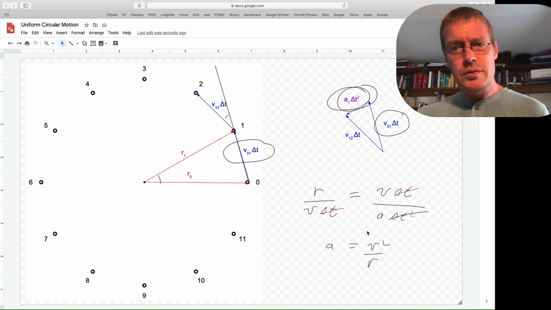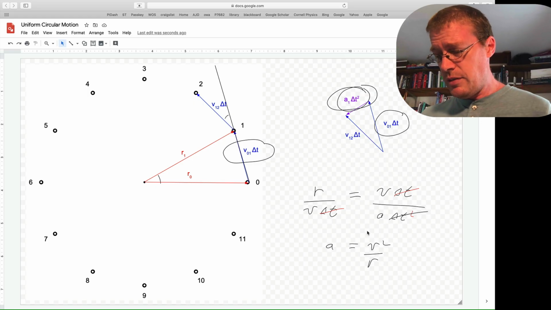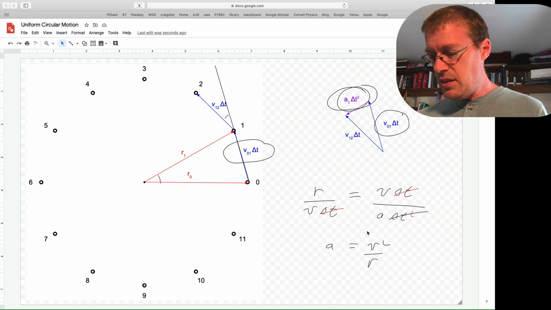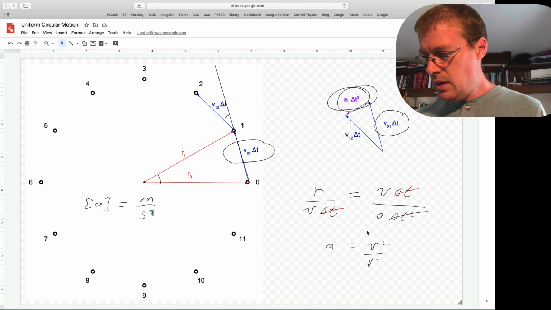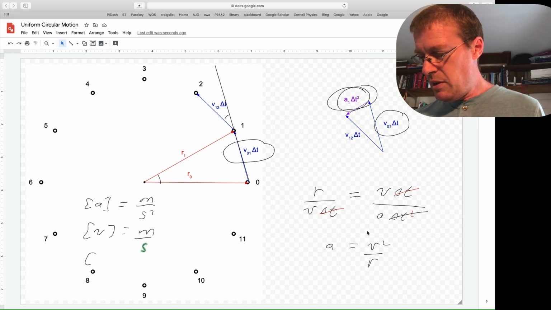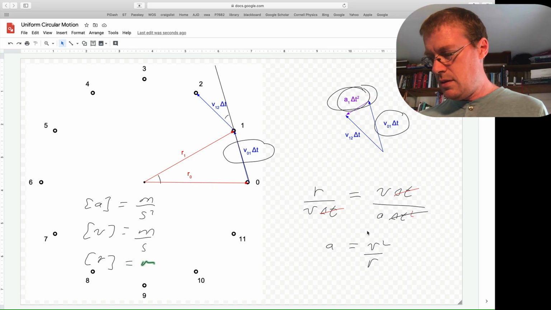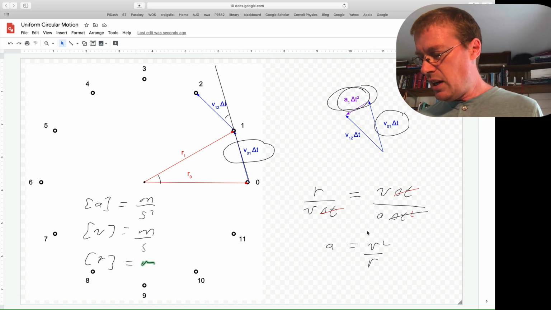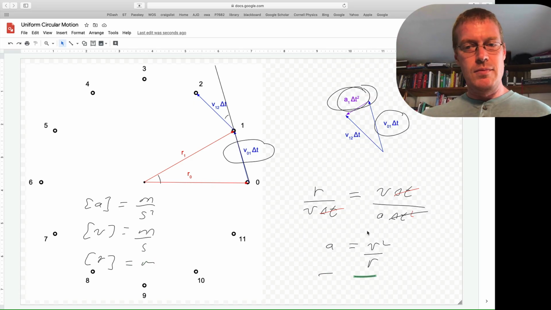First, it's dimensionally correct. The dimensions of a are meters per second squared. The dimensions of v are meters per second. And the dimensions of r are meters. And so these two sides have the same units.